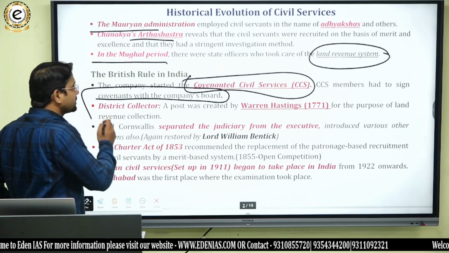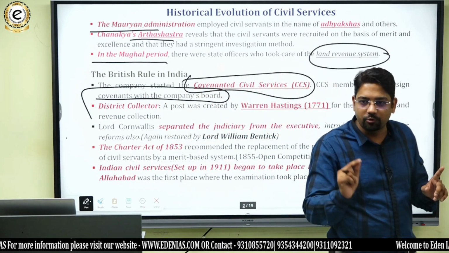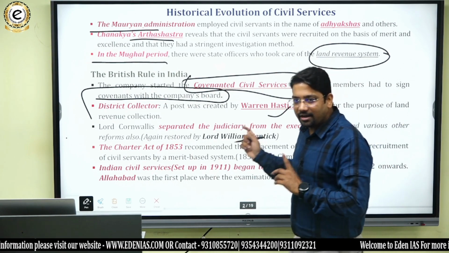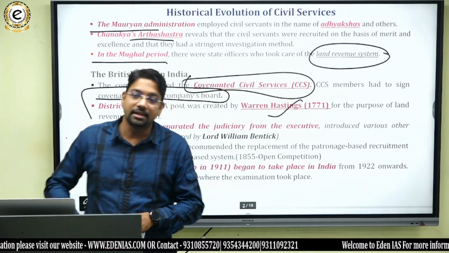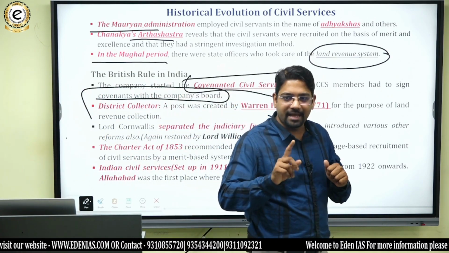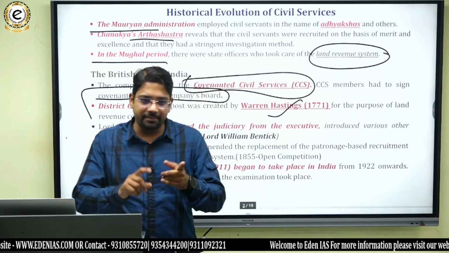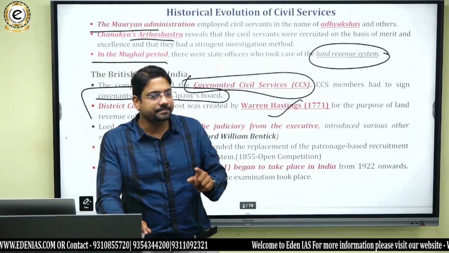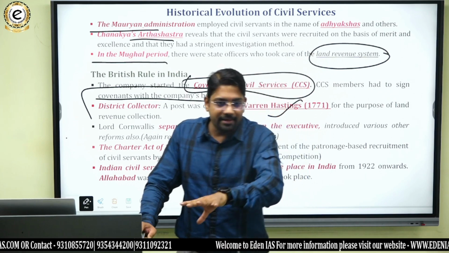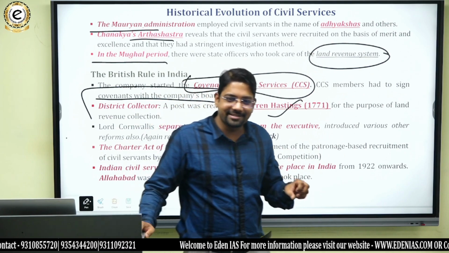Now coming to the post of bureaucratic structures, the district collector was the first post, made by Warren Hastings. Earlier, do you remember the Battle of Plassey and Buxar? After the Battle of Plassey and Buxar, the dual system evolved, in which administration was taken care of by the Nawab itself. It was the Nawab's responsibility, and the revenue system was controlled by the Britishers. Is it clear?